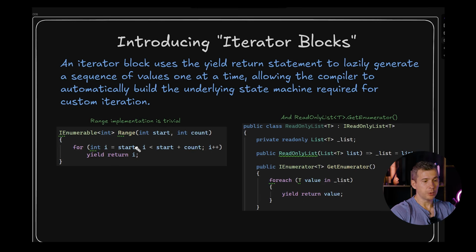The same is true if we want to create a range iterator that will generate the data on the fly. We'll take a start and end, the count, and then we'll have a for loop where we'll yield the data that will be consumed when this iterator is consumed.